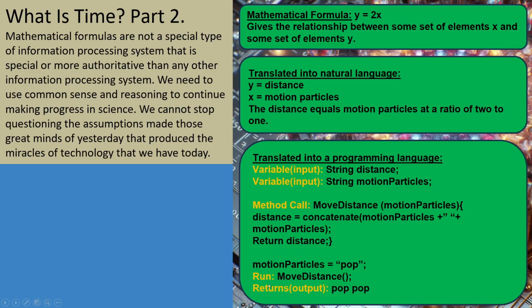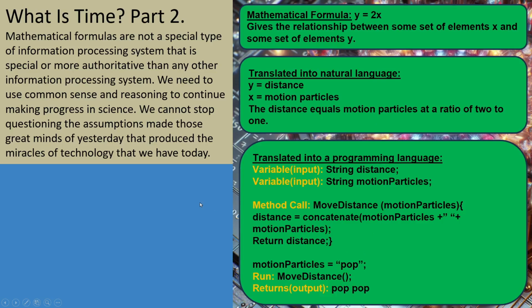Then when you actually run it, here we define motion particles as the string pop, and we run this move distance, which is this method call, and it returns the output pop pop, because it just takes pop and doubles it up. Functionally equivalent. All these are functionally equivalent. This programming language just happens to control an actual physical system on a microchip, controlling all of the little electronic impulses and switches to actually make it happen, but all of these are functionally equivalent.